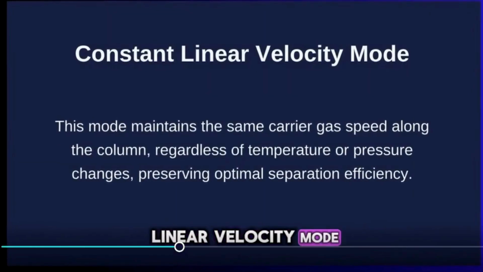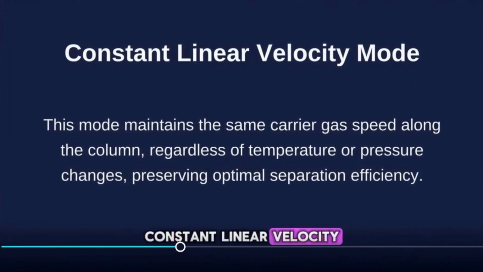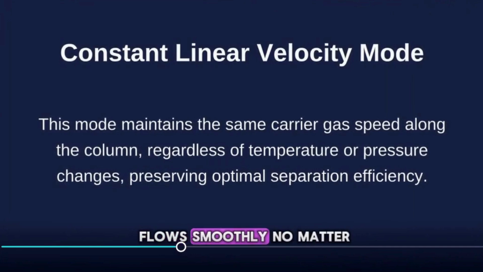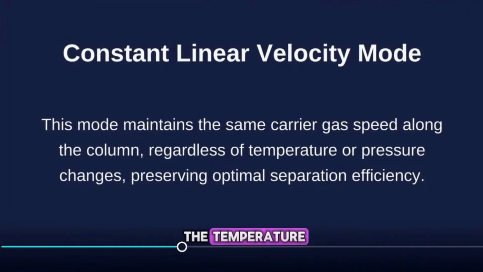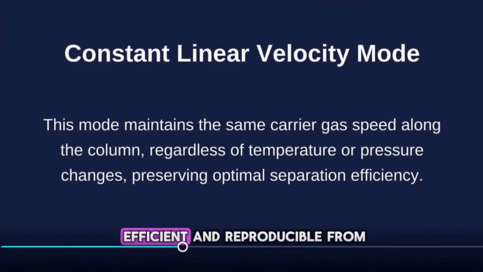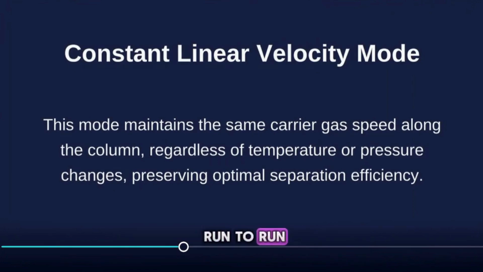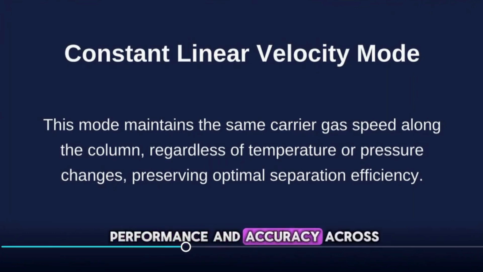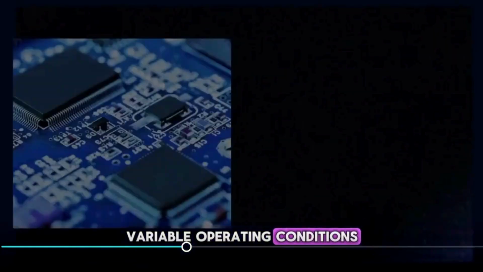Constant linear velocity mode. Constant linear velocity ensures your carrier gas flows smoothly, no matter the temperature. It keeps analyte separation efficient and reproducible from run to run. Think of it as cruise control for your GC system. This mode helps maintain performance and accuracy across variable operating conditions.